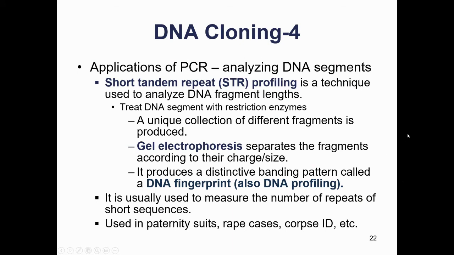So some of the applications of PCR, a lot of these are just, we want to analyze DNA segments. So we use what are called STR, or short tandem repeats, to profile or to analyze DNA fragment lengths. So we treat DNA segments with restriction enzymes that cut the DNA at a specific location, and the base pairs indicate the specific location. So we'll have a unique collection of fragments of different lengths. Different individuals will have different sized fragments because we carry different alleles and different genes. So when we cut those, the genes will have different weights, different lengths.